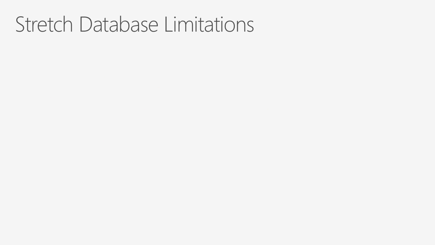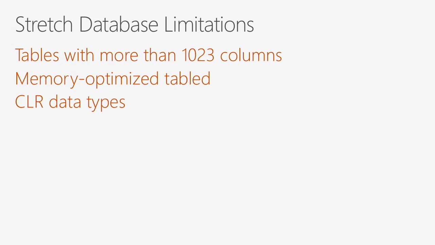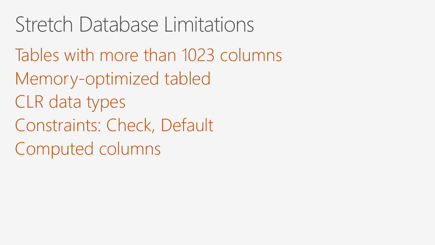And as far as the limitations, if any of you in the room have tables with more than 1,023 columns, that wouldn't be supported. And I have seen customers with tables with more than this many columns. We also don't yet support memory optimized tables for Stretch. If it's cold data, there's really no need to have it in memory. We don't support CLR at this time. And check and default constraints, as well as computed columns.